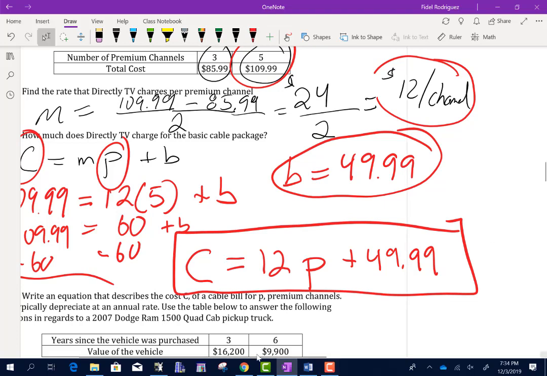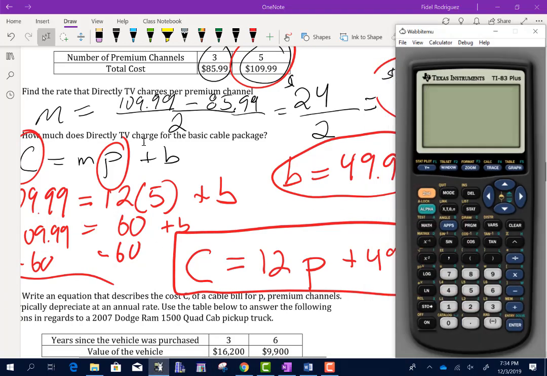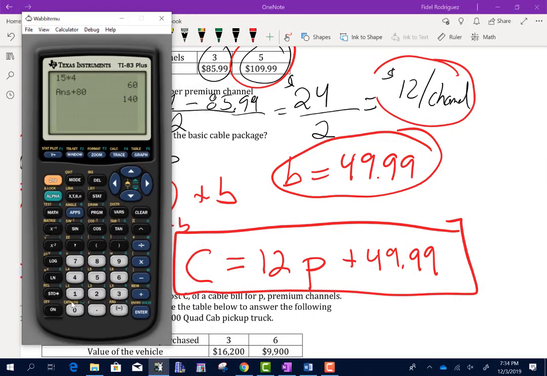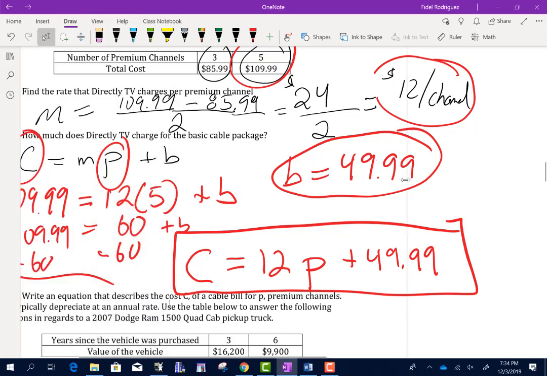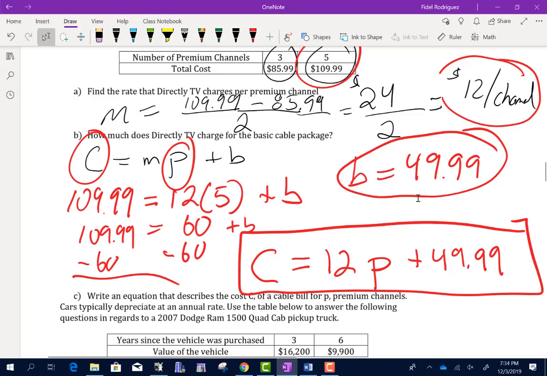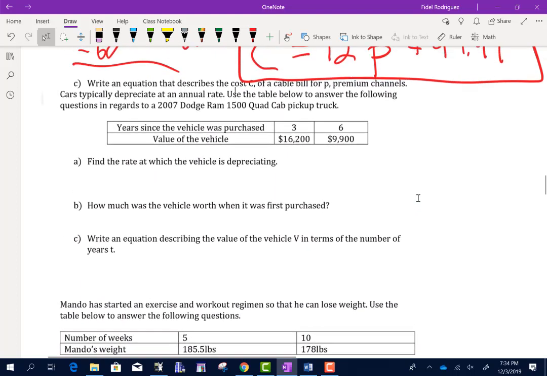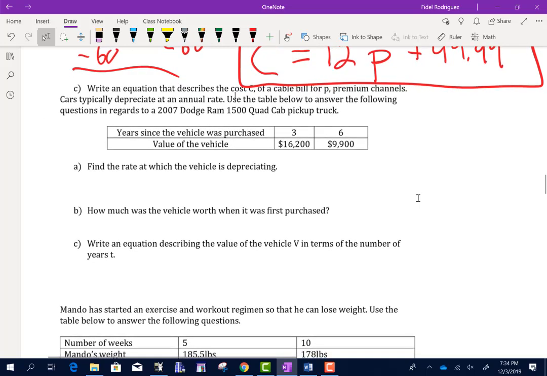And again, guys, I can always check my answer. So we know we did it with the 5 and the 109. I could always check it with the 3 and the 85, right? So if I were to take $12 times 3, 36, plus $49.99, $85.99, right? Boom. So it's working out, okay? All right. So far, we're doing okay? Yeah? It's good?